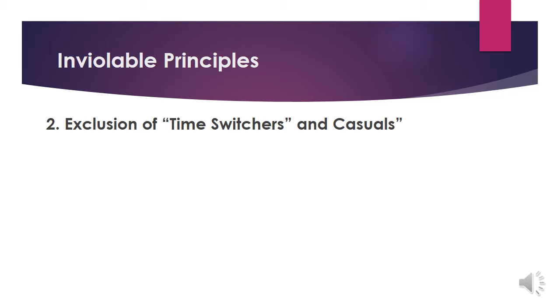Researchers and city officials who are measuring the economic impact of an event must also exclude time switchers and casuals. Time switchers are non-local spectators at an event that may have been planning to visit the community but change the timing of the visit to coincide with an event. Essentially, the spending would have occurred without the change, although it would have been at a different time of year.